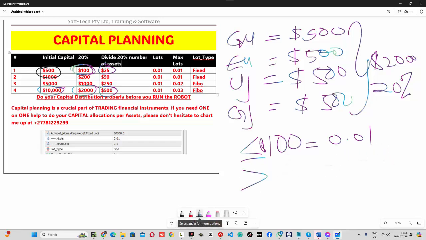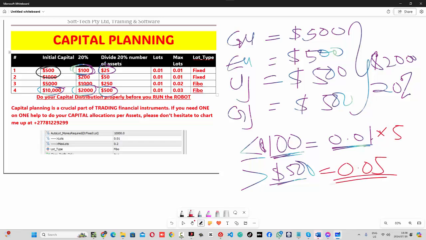Now we have each asset now $500. So per $100 we are using 0.01. Now for 500, we just see how many 100 are in 500, which is 5. We just multiply this by 5, and it's going to give us 0.05. This is perfectly okay. It is okay to trade like this, okay? Even when it's edge, we don't have a problem.